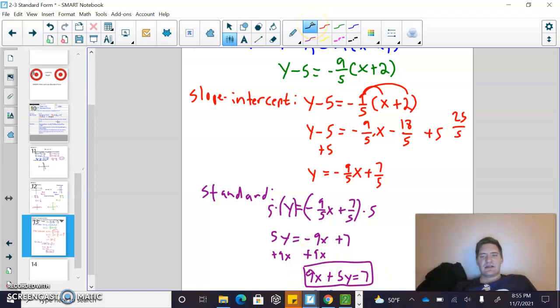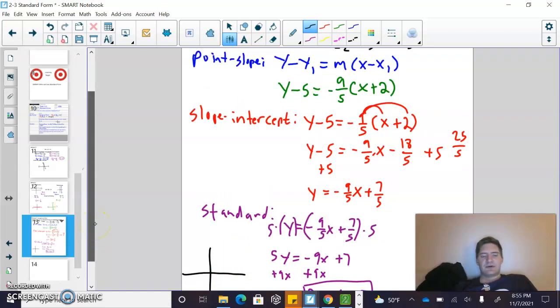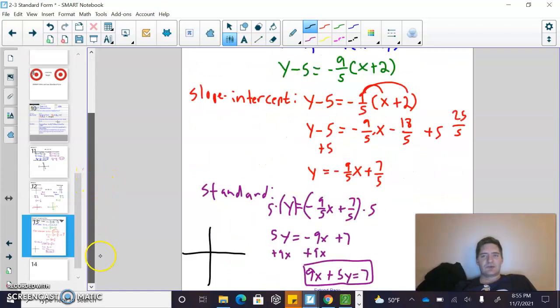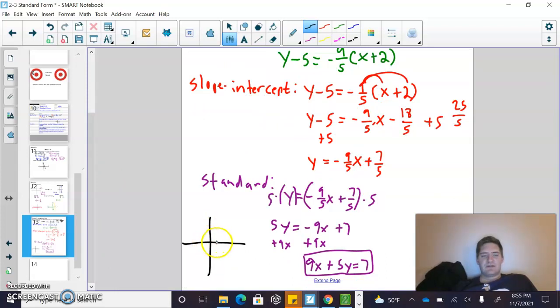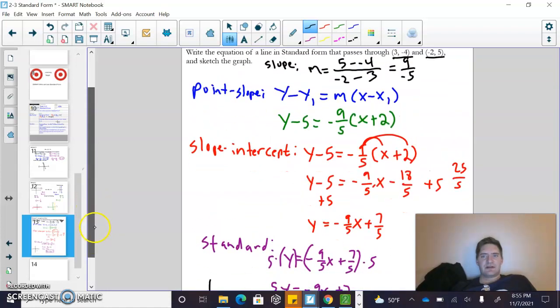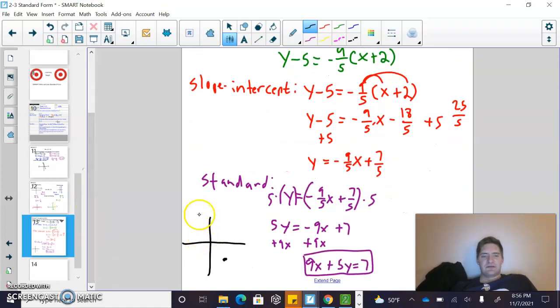And to sketch the line, we could, if we wanted to, find the intercepts, but we can also take advantage of the fact that we know our 2 points. So if we find where (3, -4) is, and (-2, 5) is, that's roughly where we want that to be. Our line would look something like this.